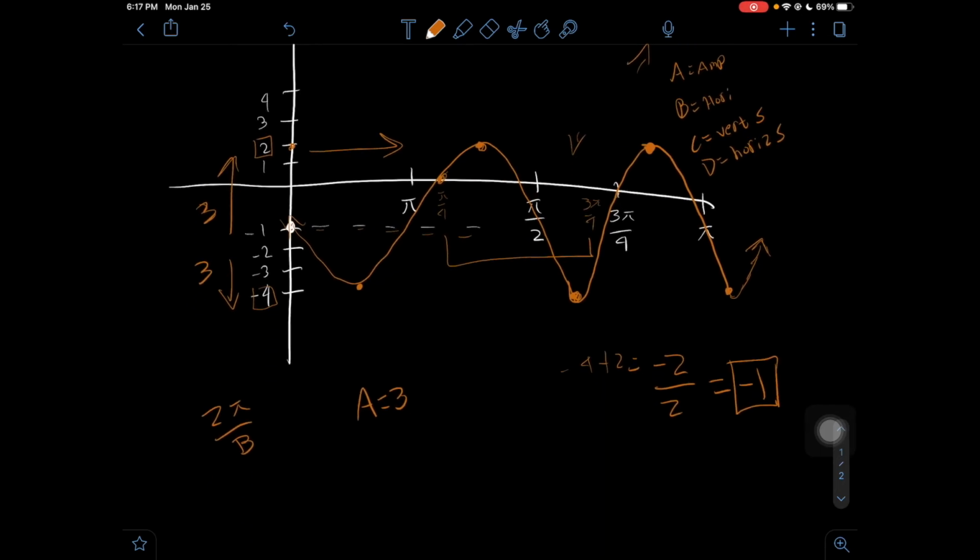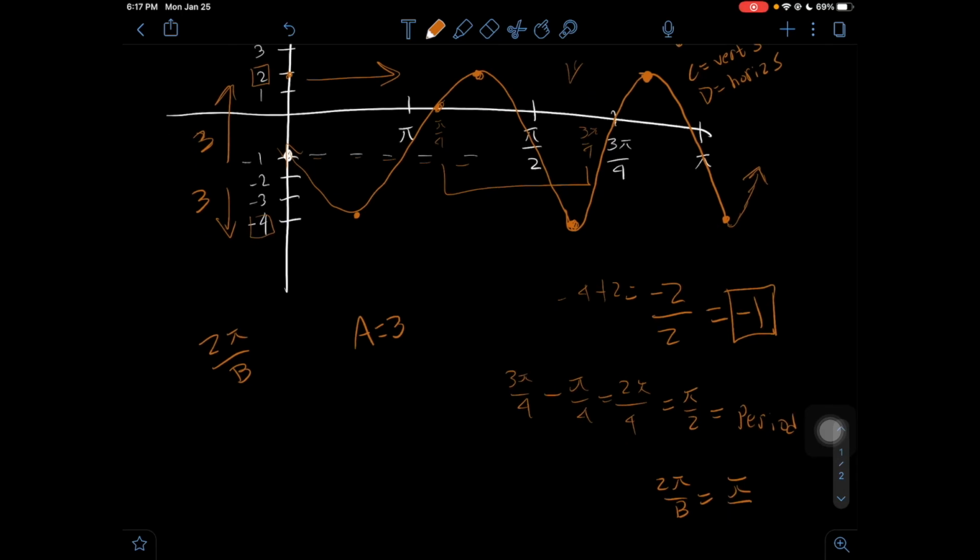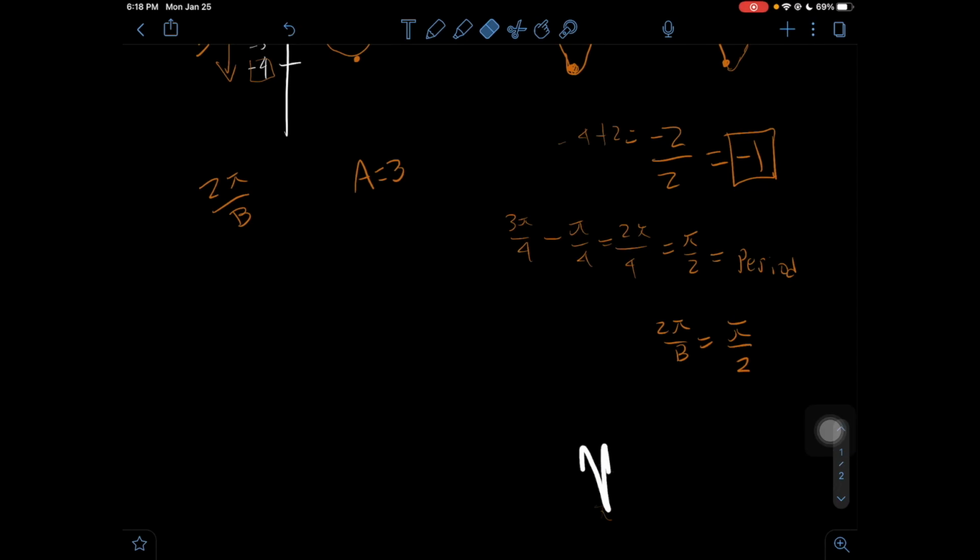The difference in these points is equal to our period. So 3 pi over 4 minus pi over 4 equals 2 pi over 4, which simplifies down to pi over 2, which is equal to our period. Well, we just said that our period is 2 pi over b. And since we know that our period is equal to pi over 2, we can set 2 pi over b equal to pi over 2.